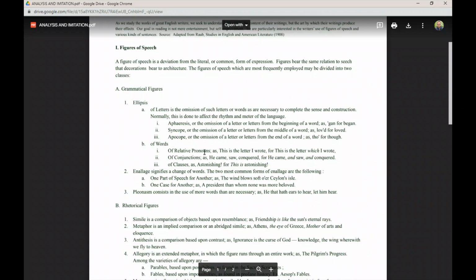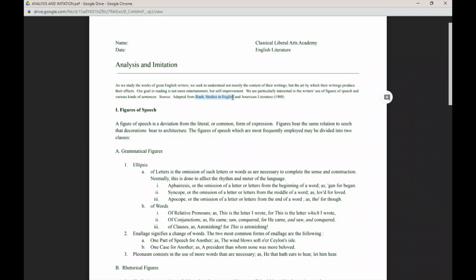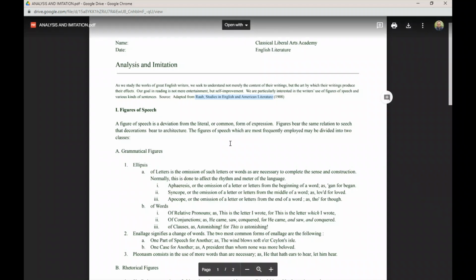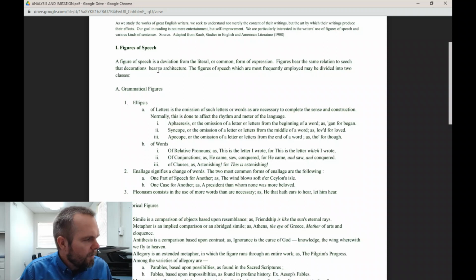What I've done on this document is summarize a work titled Studies in English and American Literature that was published back in the 20th century. So you can look up this work here if you want to go into this in more detail. It's a helpful source. But I've summarized the content of that book as far as the figures of speech are concerned. And so let's just walk through it and see what it has to say. I'll pop my image on the screen here so you can follow me.